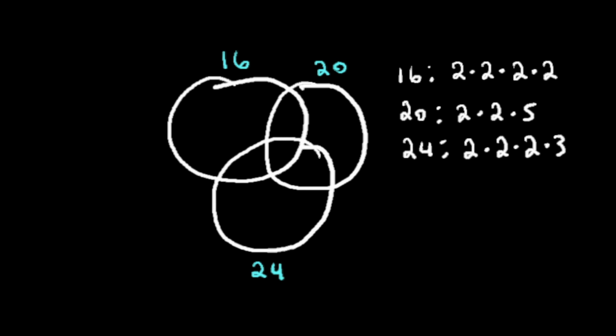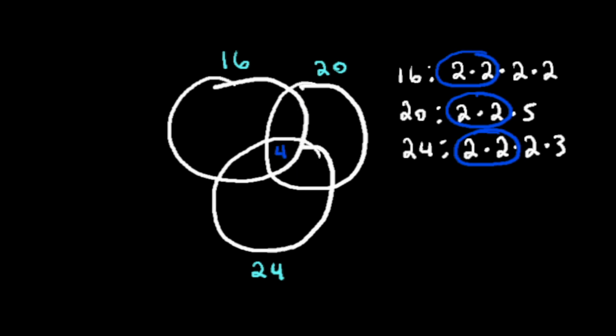Okay, so now we're going to circle what they have in common. Right off the bat, I see that 16, 20, and 24 all share 2 times 2. Since they all share 2 times 2, and 2 times 2 is 4, I'm going to place a 4 right here. Because 16, 20, and 24 all share 4, and guess what? This is our greatest common factor.